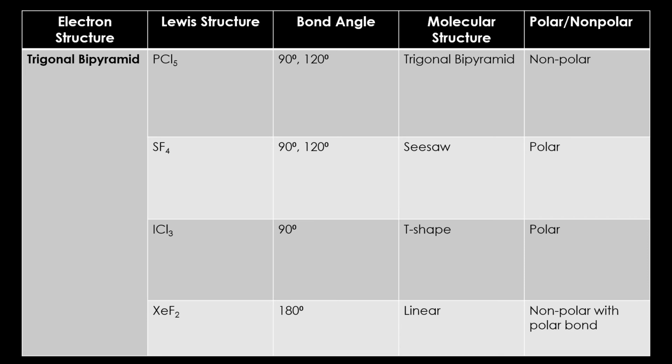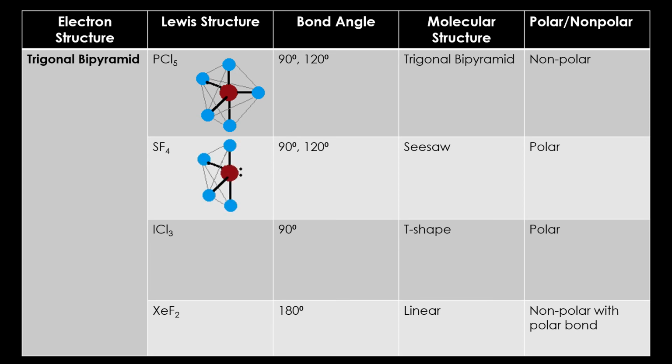Trigonal bipyramidal electron structures can have 4 types of molecular shapes. The first is trigonal bipyramidal shape, in which the central atom has a total of 5 valence electrons, and it uses all of them to bond with 5 identical terminal atoms. Compounds like phosphorus pentachloride that exhibit this molecular shape are nonpolar.